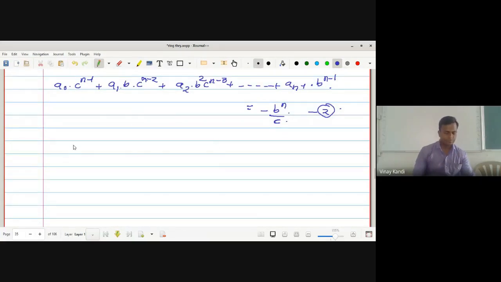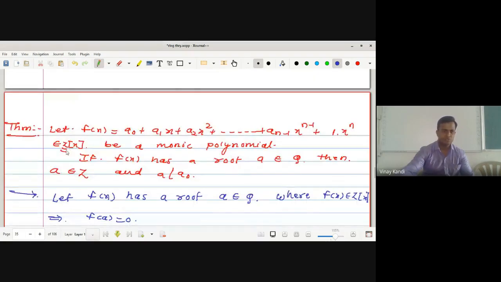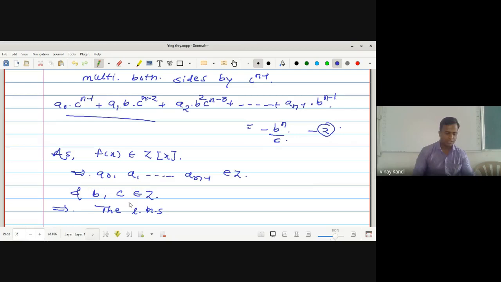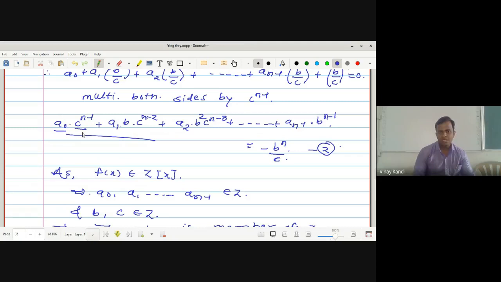Okay, as, look at here, as small f of x belongs to capital Z of x. Okay, it's given to us. Small f of x belongs to capital Z of x. Okay, that implies a naught, a1 to so on, a n minus 1 are belongs to Z, and b, c, b and c belong to Z. Okay, here that implies the LHS, left hand side of the equation, this one. Okay, the left hand side LHS is member of Z. Why? हा तुमचा मेंबर, झेडचा मेंबर, हा पण झेडचा मेंबर, यांचा प्रोडक्ट कुठे जाईल, तो पण झेड मध्येच जाईल.